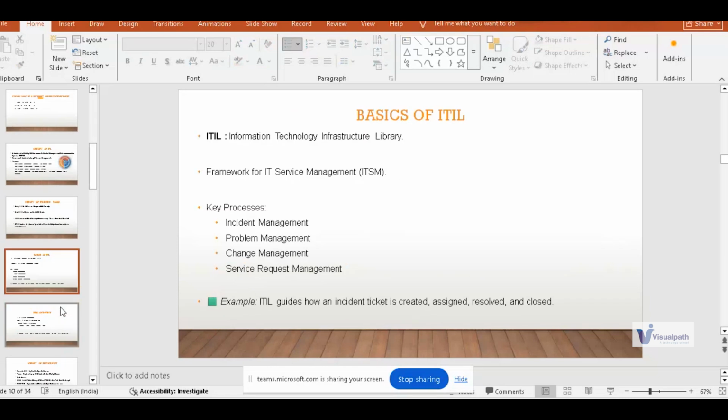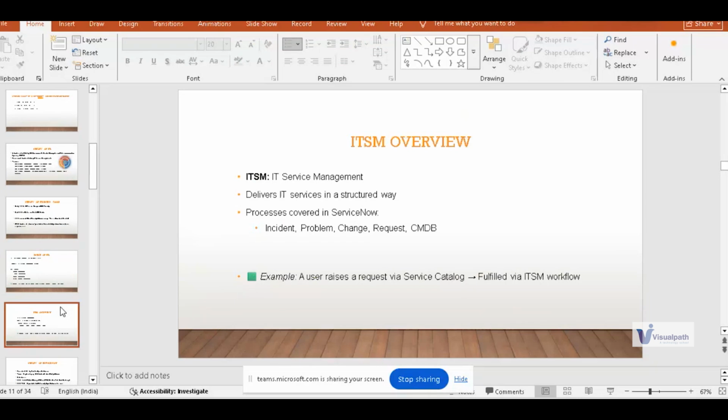So next is the basics of ITIL. ITIL is the Information Technology Infrastructure Library, and the key processes are incident, problem, change, and service request. ITIL is the core thing that helped create the ITSM processes, IT service management processes, so that IT deliveries and services are made in a process-oriented and structured way to benefit both the IT industry and the customers.